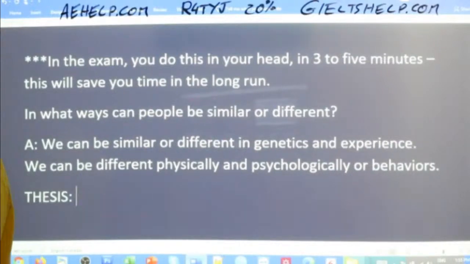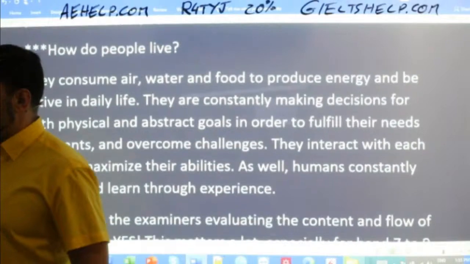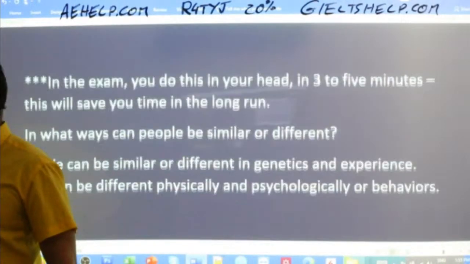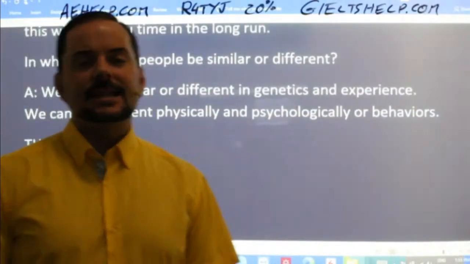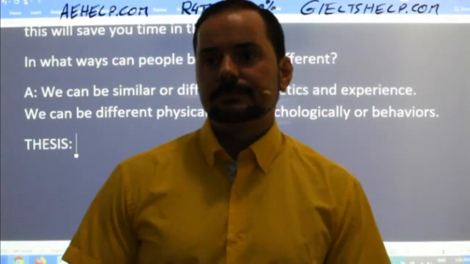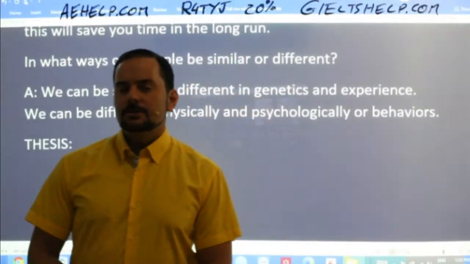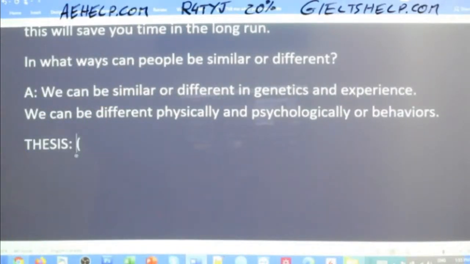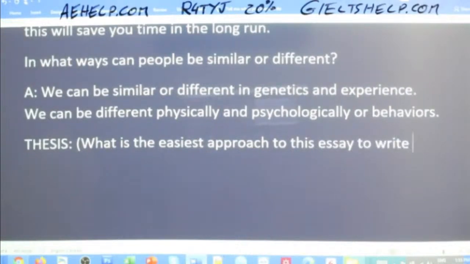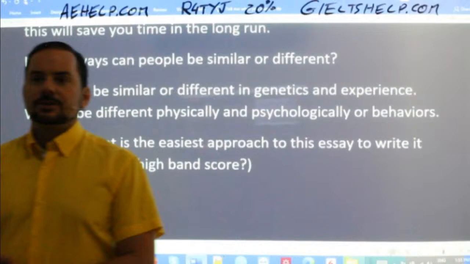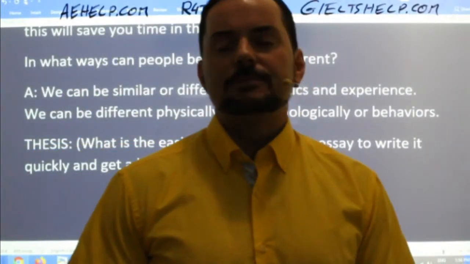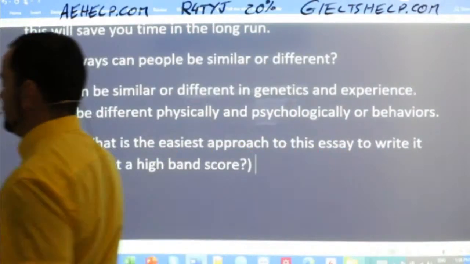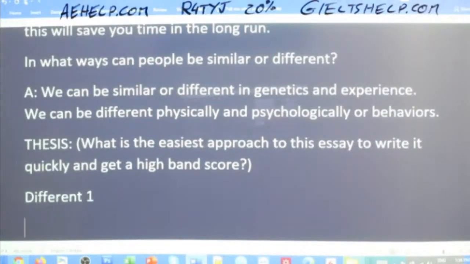All right. So based on our previous thoughts here about what are humans, why do we exist, how do we exist, what do you think is the easiest answer for a high band score for your thesis? Okay. So what do you think is the easiest approach? Okay. That's the question. So Baekjeon says choosing different option. Let's see who agrees with that. Let me put it this way. So different, one, similar, two.